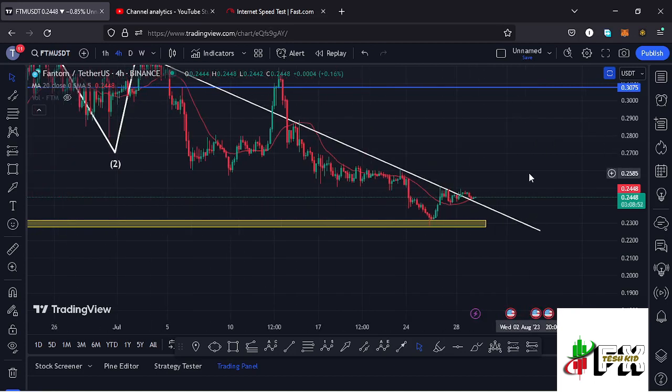And at the time of this recording, Fantom is holding above the 20-day MA here on the 4-hour chart, which is now acting as support for us to continue gearing up. We have also continued to hold above a key area of support at around the $0.2295 mark, which is also acting as support for us to continue gearing up.